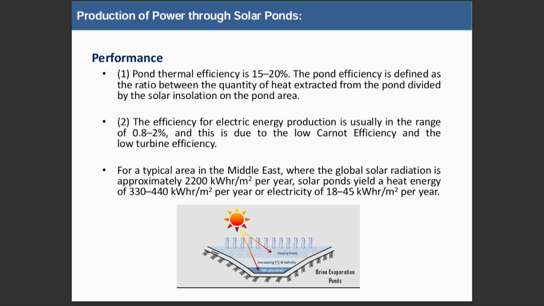As I told you, you need a very big surface, but for real applications, it has been proved that you can reach some power. So it's 0.8 to 2%. And for a typical area in the Middle East, where the global radiation could be estimated at 2,200 kilowatt-hour per square meter per year, you can expect to generate electricity between 20 to 45 kilowatt-hour per square meter per year. And heat energy, it's a hybrid system so you also generate heat.